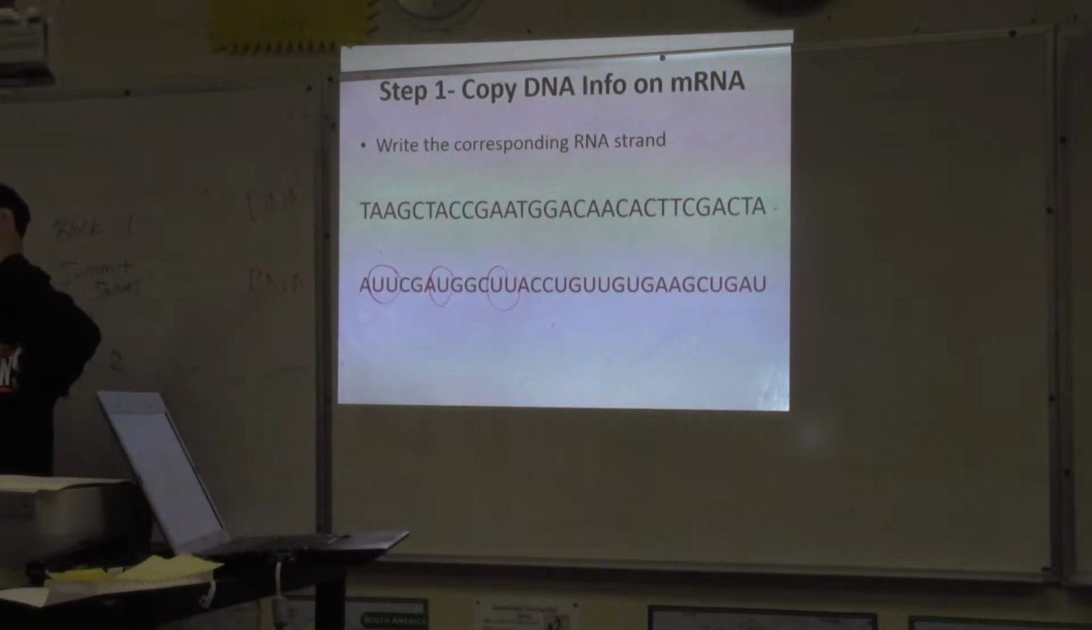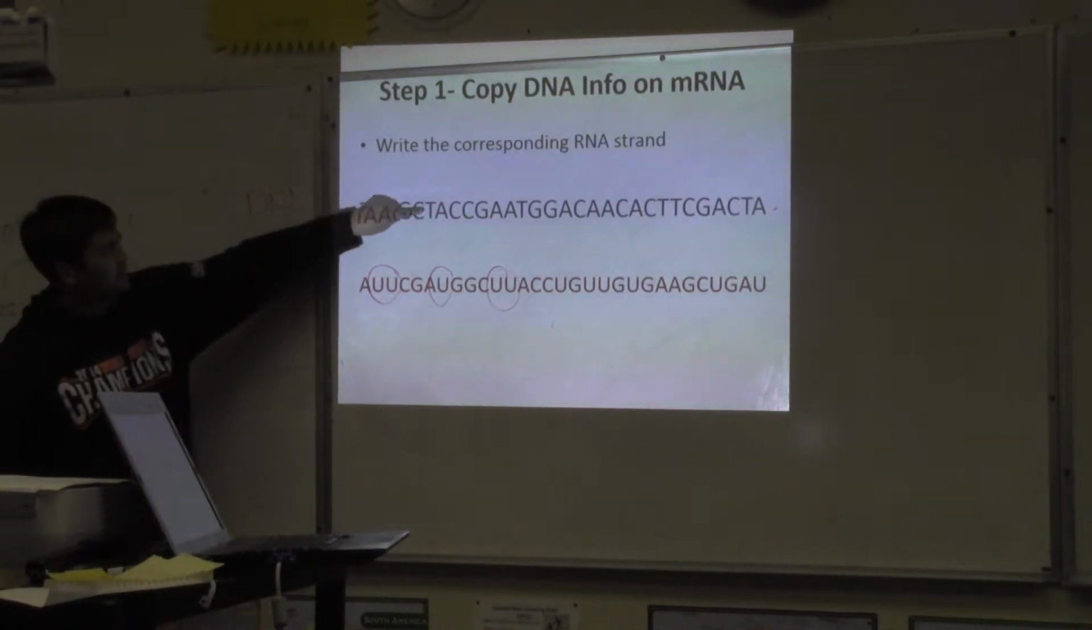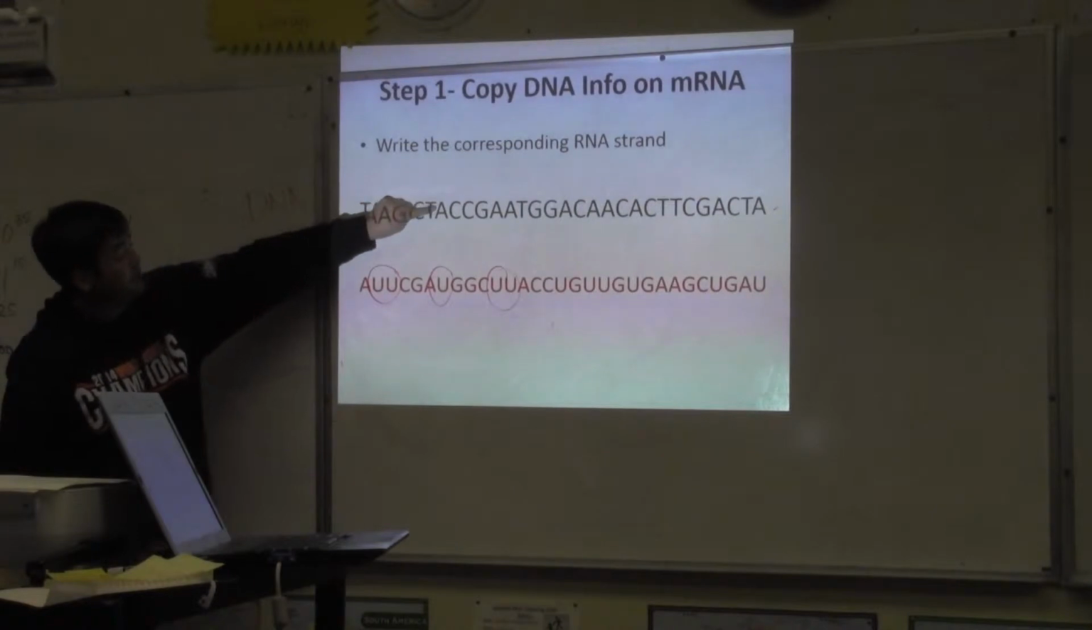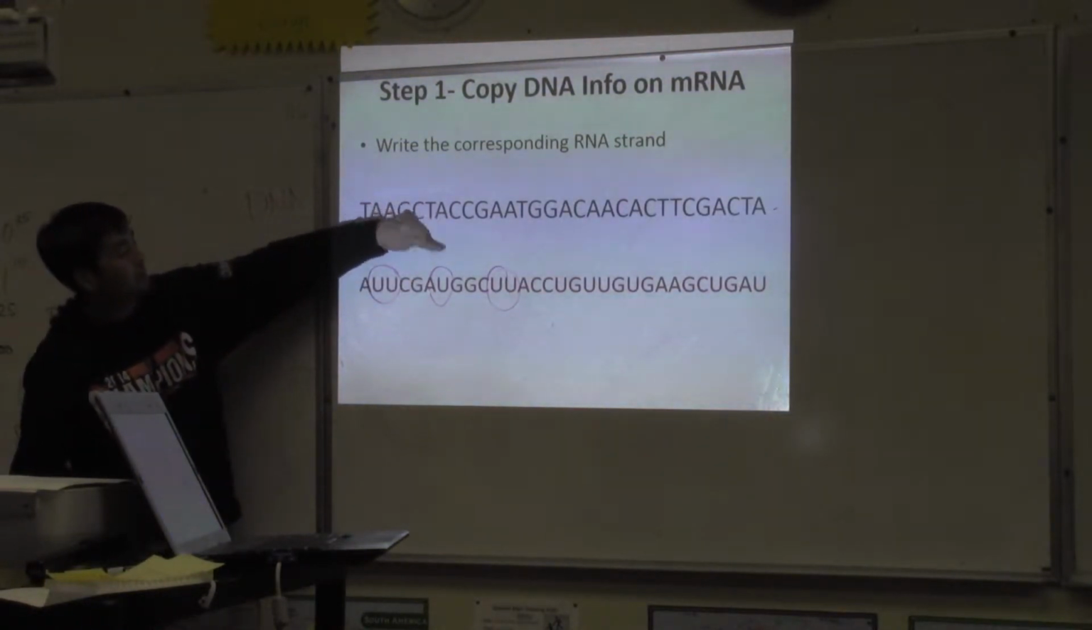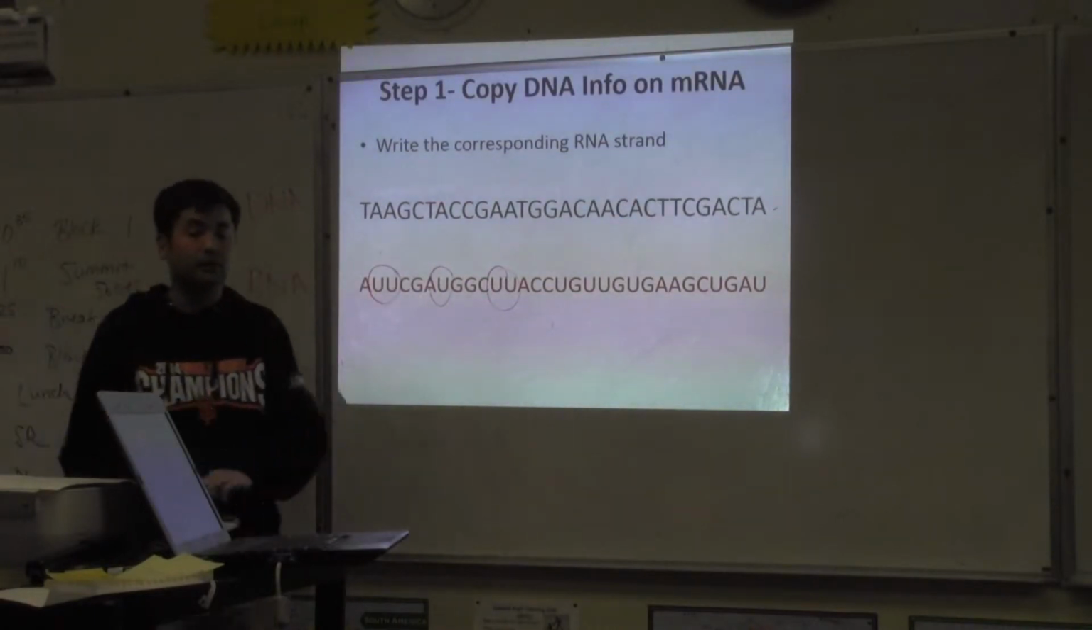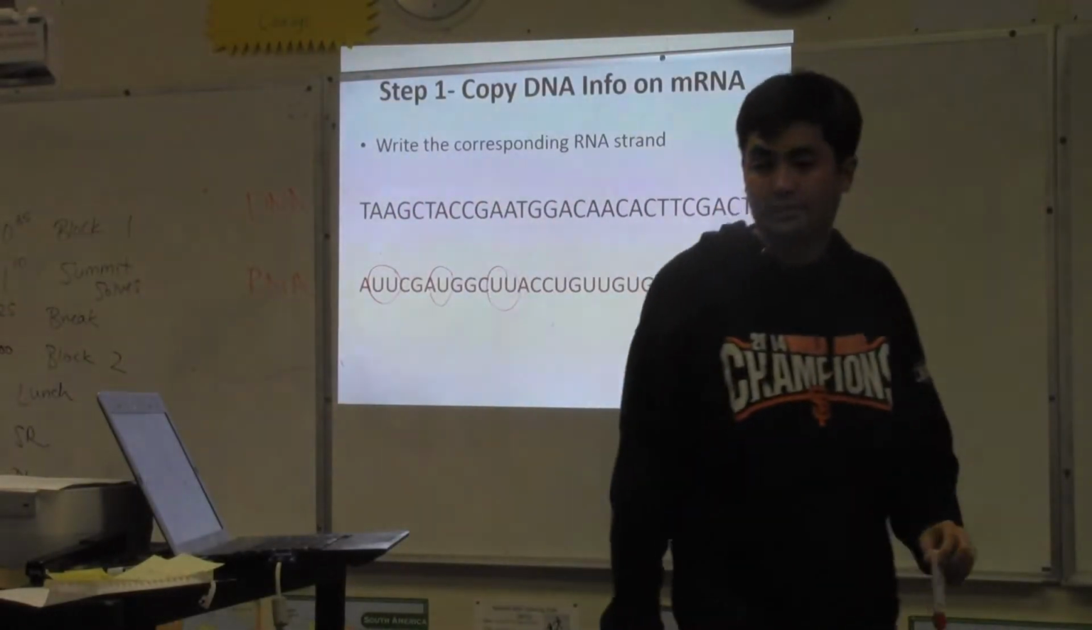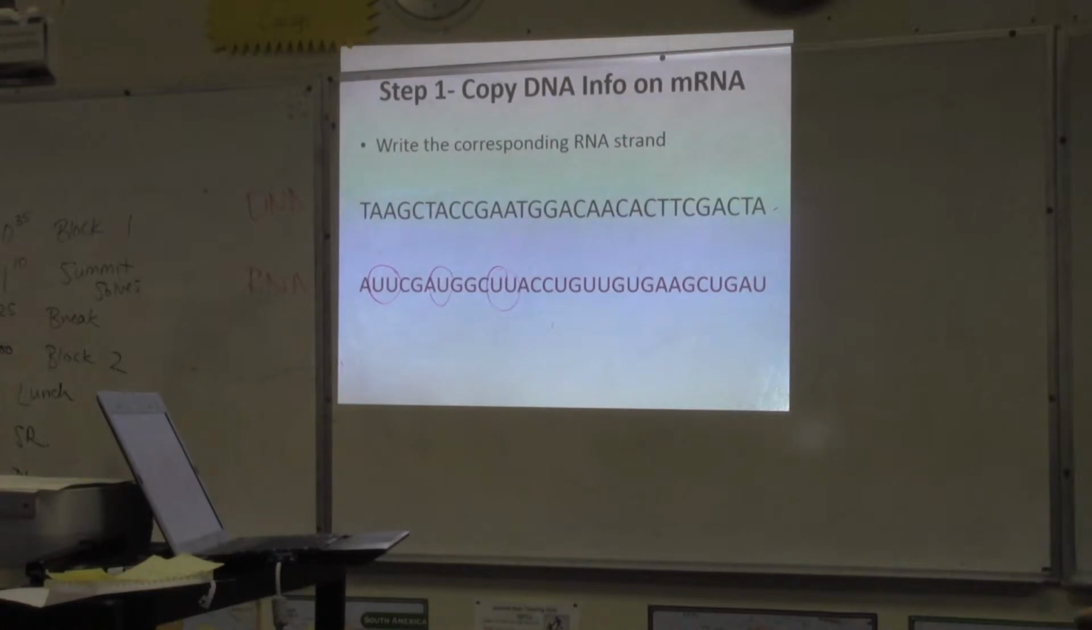One question I get a lot from students is, oh, but if there's a T in RNA, what does that match up with? A T still matches up with an A in mRNA. It's just that the A matches up with a U in mRNA. So just know that difference when you're doing this as well. All right, you don't have to copy this all down. It's more just to get the general idea of which ones match up.